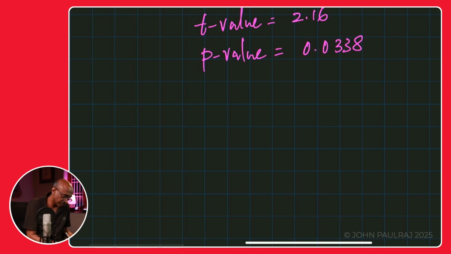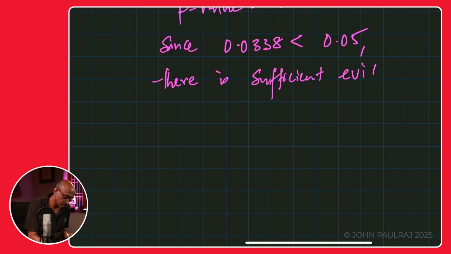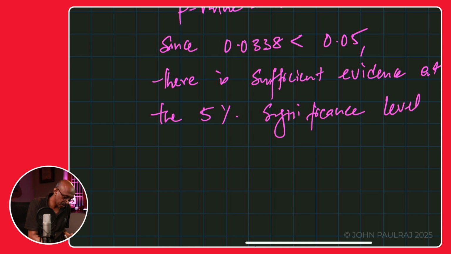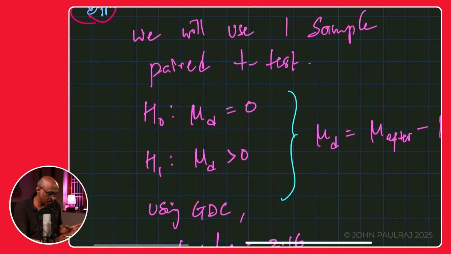So you can say since the p value 0.0338 is clearly less than 0.05, we say there is sufficient evidence at the 5% significance level to reject the alternative hypothesis. Okay, and the question said in the context, you need to make the conclusion in the context. So we got to bring it to the context, not just with these symbols.